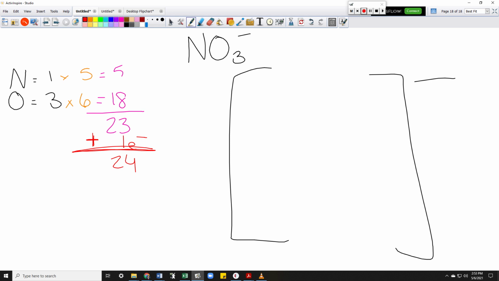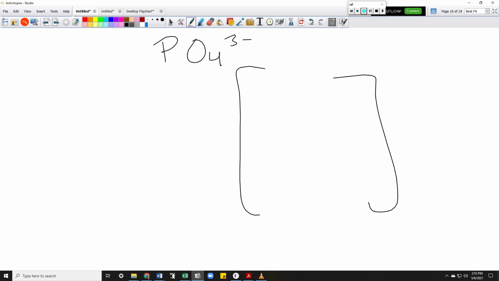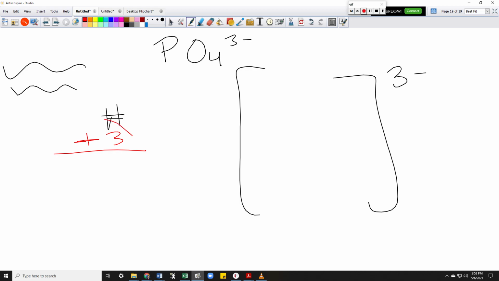Outside the bracket, there's a negative for each atom. Great question. So let me just throw this up here. If it were phosphate, it would be in brackets with 3 minus. I would do all of this work and there would be a number right here, correct? What would I do? I would say plus 3 electrons. Does everyone understand that? The reason I'm adding 3 is because of the 3 minus charge.